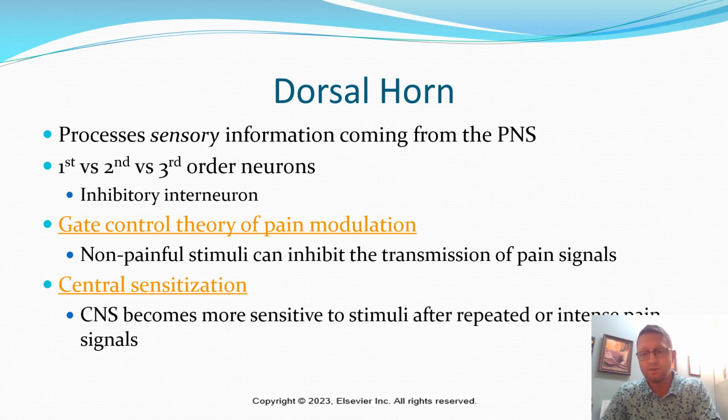have central sensitization. So we talked about peripheral sensitization earlier in the lecture. We can have the same type of thing happen in the central nervous system. So central sensitization, the CNS becomes more sensitive to stimuli after repeated or intense pain signals. So very similar to what we talked about with peripheral sensitization. It's just, where is that change happening? Okay, which part of the system is more sensitive now? Is it the peripheral nervous system or is it the central nervous system? And remember, both of those terms are going to fall under that nociplasticity term that we described at the very beginning.